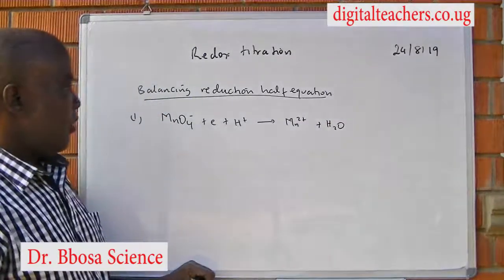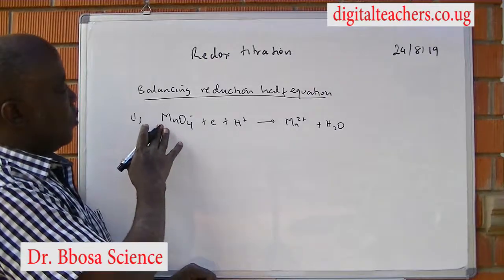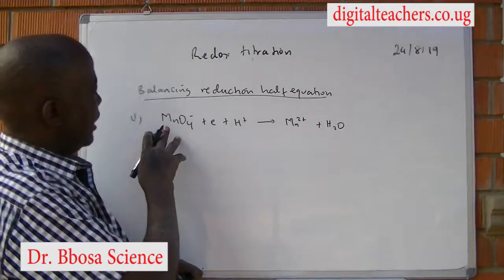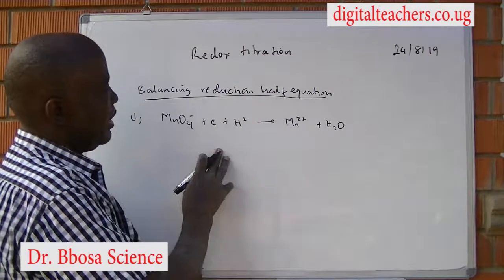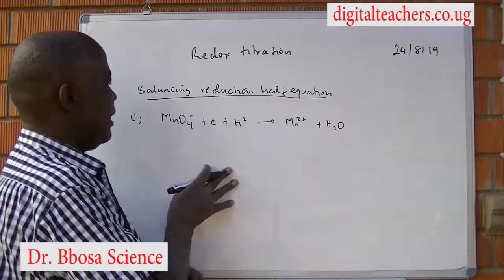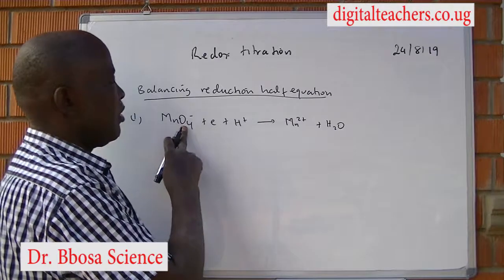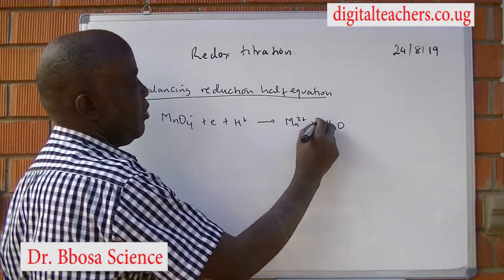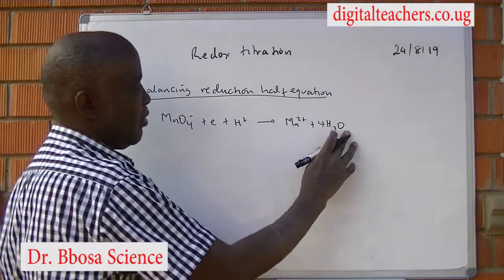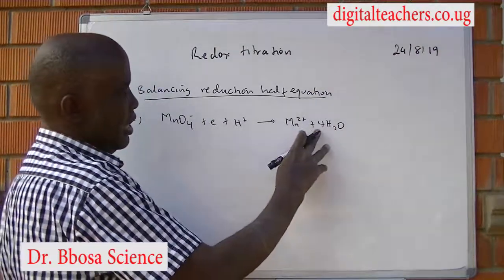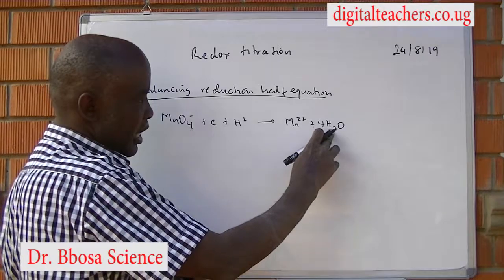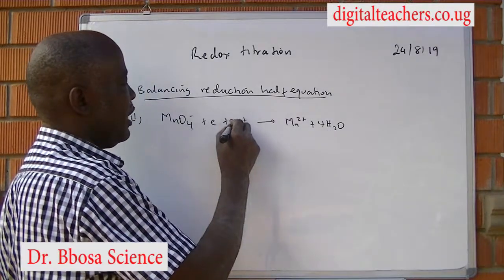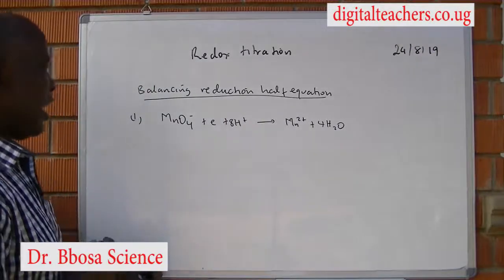First, we balance the atoms. Here, one atom of manganese, one atom of manganese. 4 atoms of oxygen, 1 atom of oxygen. So what we do, we put a 4 to have 4 atoms of oxygen. Then 8 atoms of hydrogen, 1 atom of hydrogen. To balance, we put 8 atoms of hydrogen.